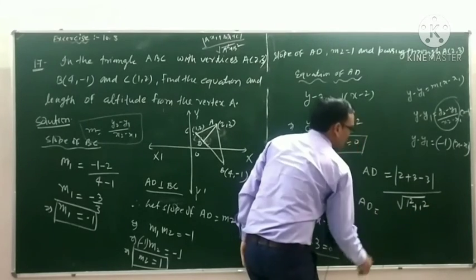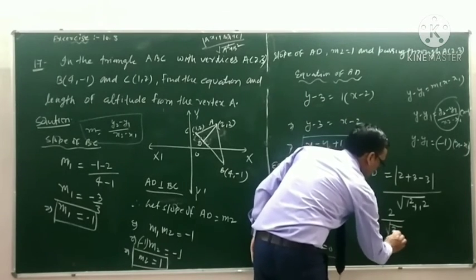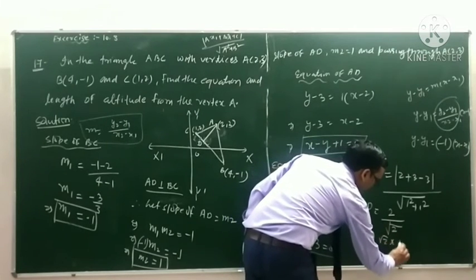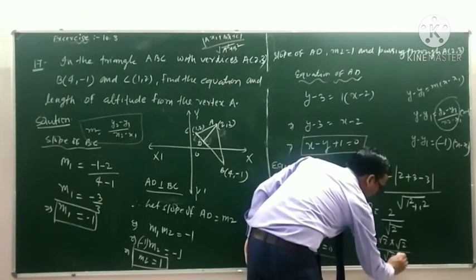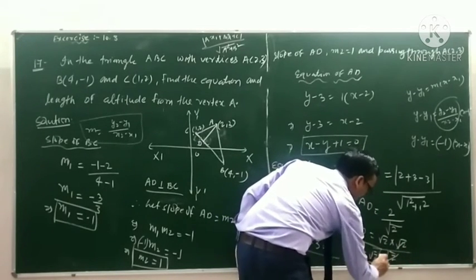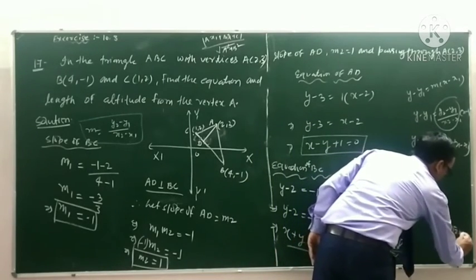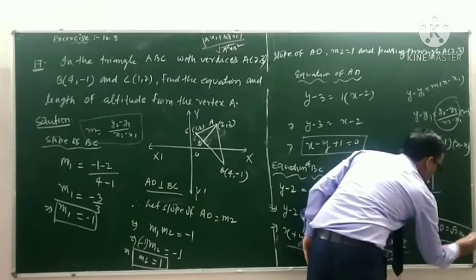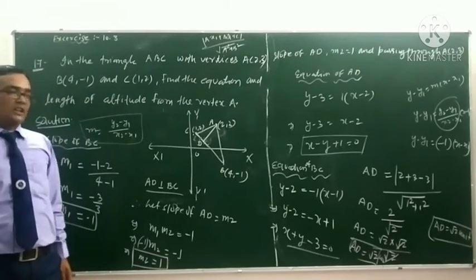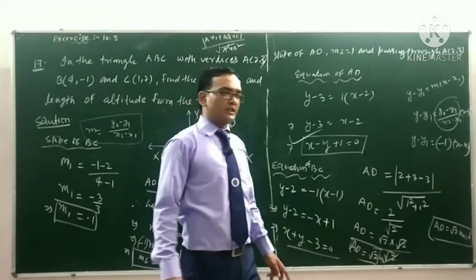AD equal to, 3 will be cancelled, 2 upon square root 2. AD equal to 2 is also written as 2 square root 2 multiplied by square root 2 upon square root 2. 2 cancel. AD equal to square root 2 units. Okay students, AD equal to square root 2 units. The length of altitude is square root 2 units and the equation of the altitude is x minus y plus 1 equal to 0.